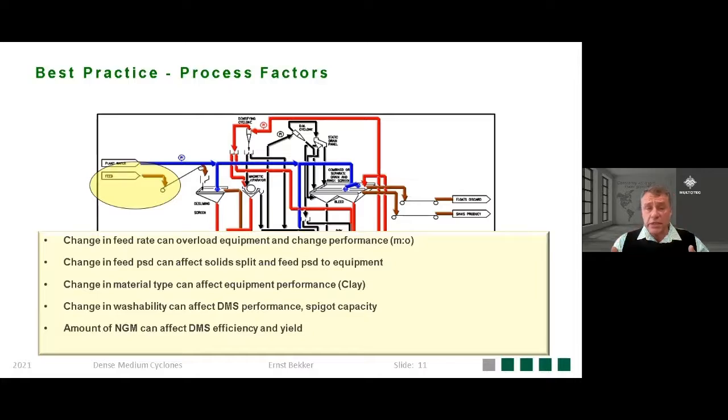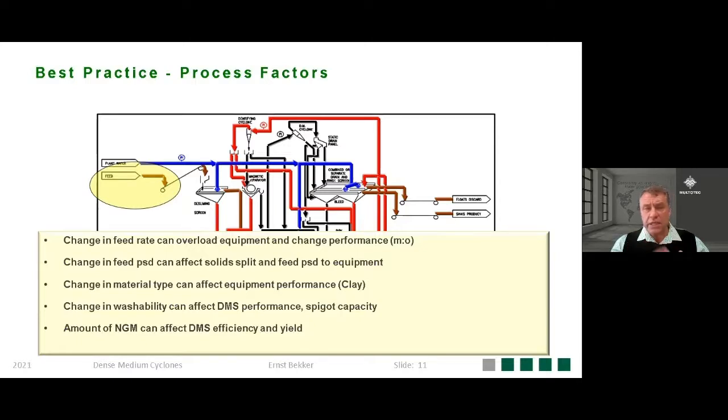A change in material type can also affect the equipment. And in this example, clay. There are operations where you get clay balls getting into the process. It doesn't break down completely. It actually gets into the cyclone still in the form of a clay ball, and then it stays in that cyclone, and that clay ball grows to the extent where they eventually have to drain the cyclone because it can't get out. So those are some extreme examples, but when that starts to happen, one has to relook at your process, see what needs to change, what can be altered.